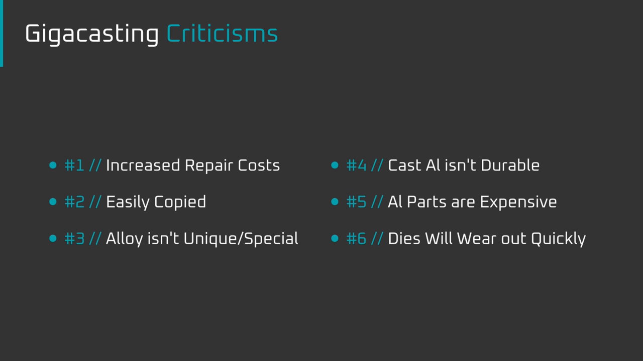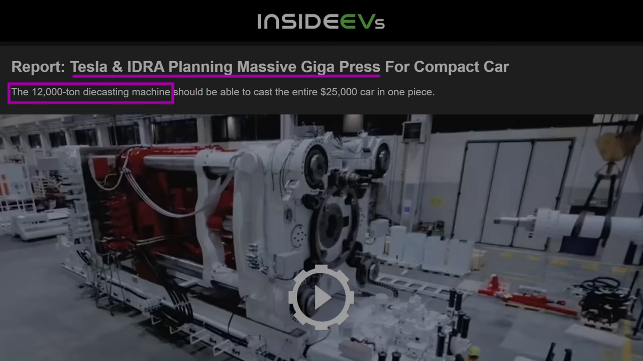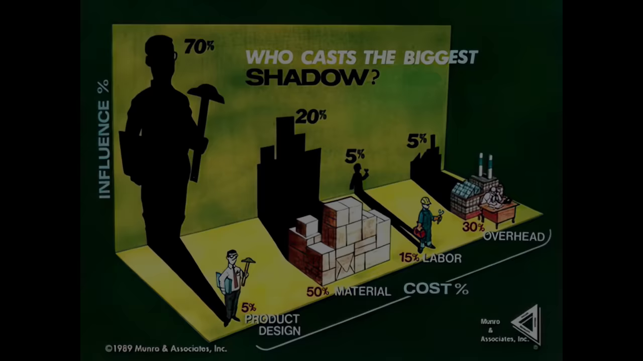In this video, I'll run through the key arguments leveled at gigacastings from my original gigacasting video, and my response to those arguments after doing several months of research. That'll be followed by my thoughts on gigacasting as a part of Tesla's larger manufacturing plan, the possibility of larger gigapresses and what they'd be used for, and the importance of gigacastings for manufacturing.